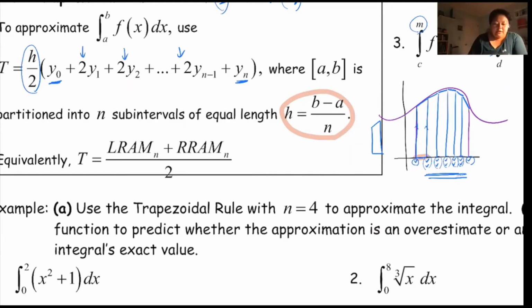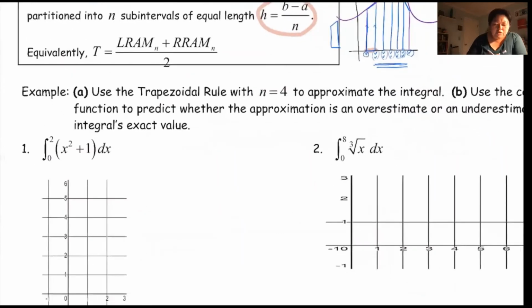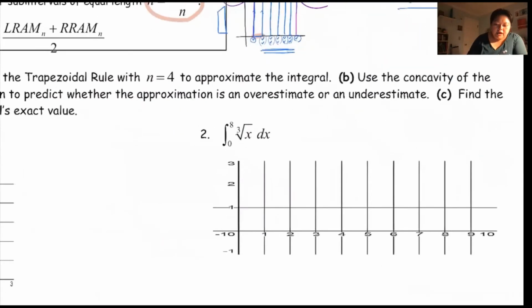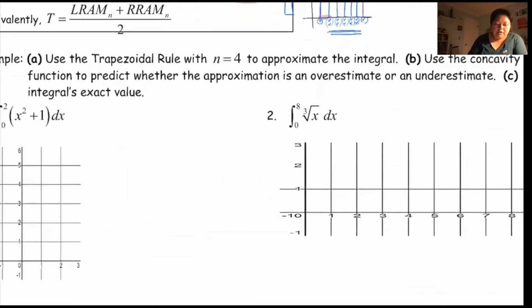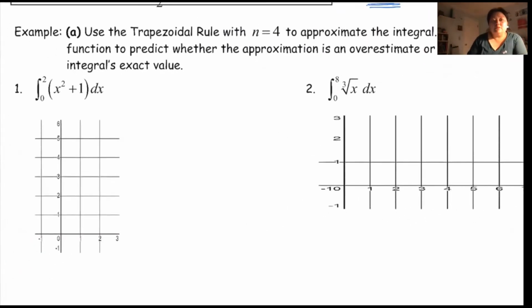Okay. All right. So the directions say, in both problems, use a trapezoid rule with n equals 4 to approximate the integral. In part B, use the concavity of the function to predict whether the approximation is an overestimate or an underestimate. And then find the integral's exact value. So we're going to see how good our trapezoid rule is.